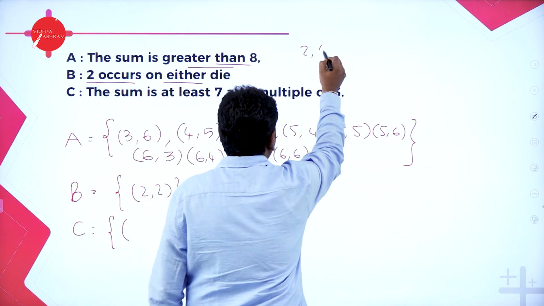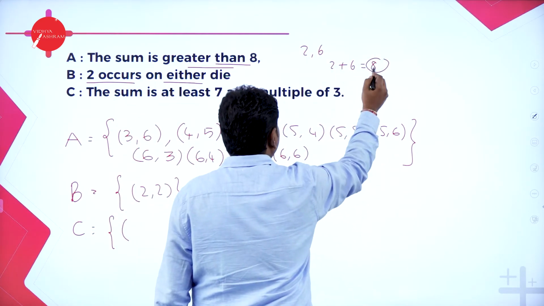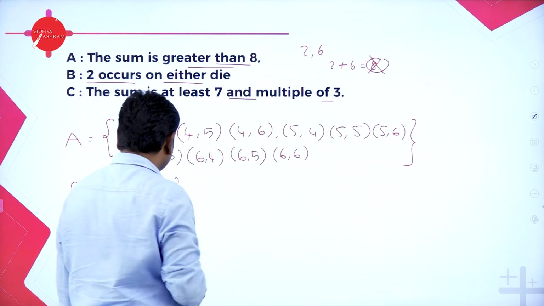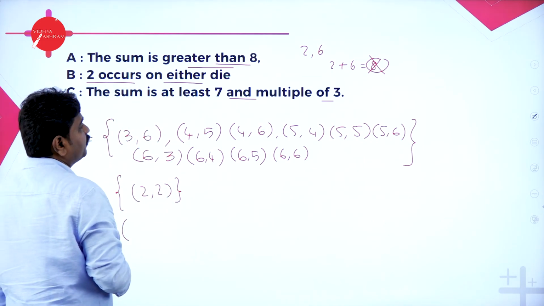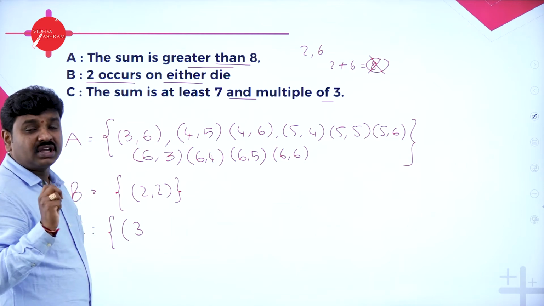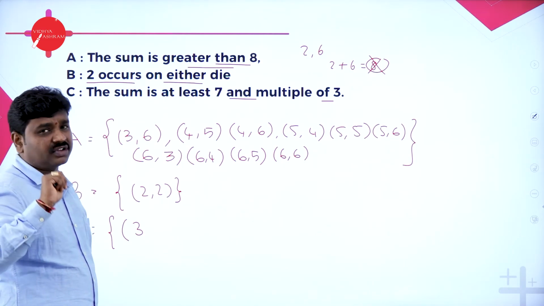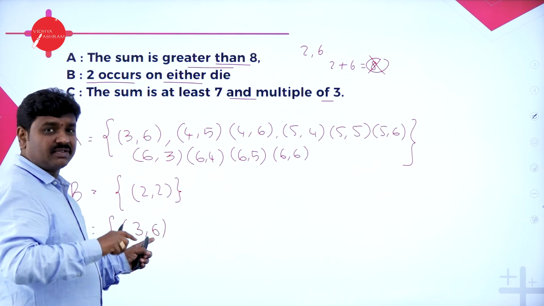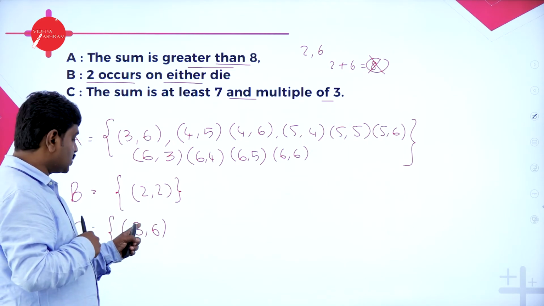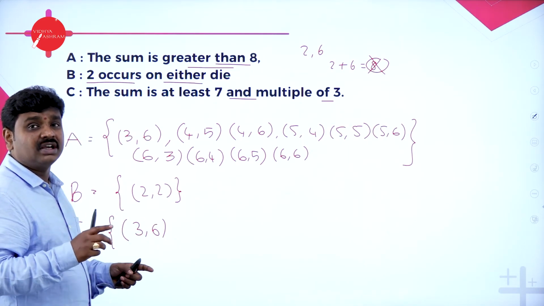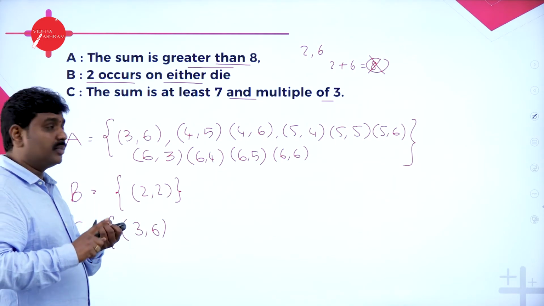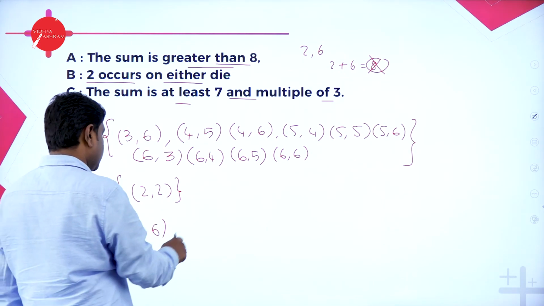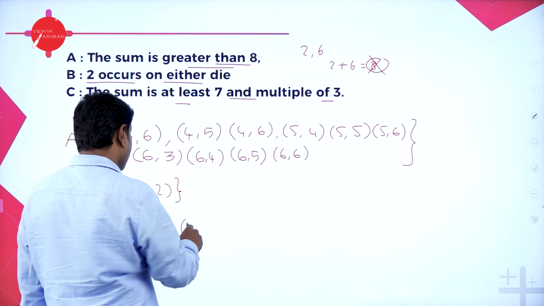If I add 2 plus 6 it gives 8, which is at least 7, 7 or greater, but it's not a multiple of 3. It should be a multiple of 3, they told us, no? So I go with 3. 3, 4 is 7, 3, 5 is 8. 3, 6 I can take, because the sum is at least 7, meaning equal to or more than 7, and it's also a multiple of 3. What is 3 plus 6? 9. 9 is greater than 7, and it's a multiple of 3 also. With 3 we cannot take more.